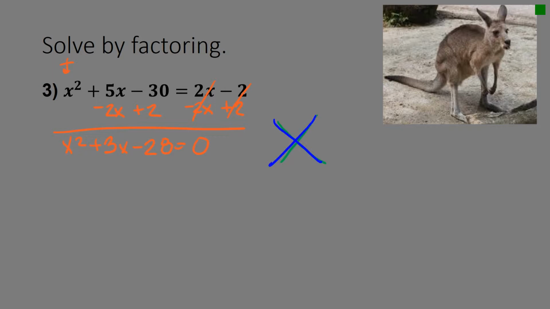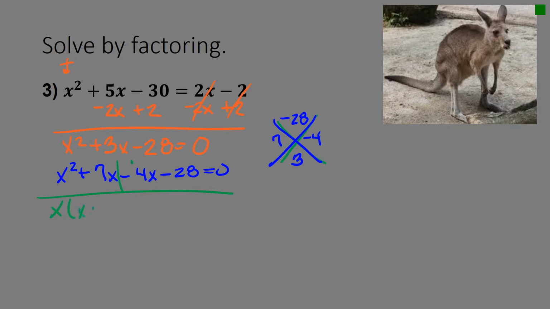There we go. 1 times negative 28 is negative 28. I'm looking for the factors of negative 28 that add up to 3. So it is going to be 7 and negative 4. So when I factor this, x squared plus 7x minus 4x minus 28 equals 0. I'm going to pull out the x. I get x plus 7. Pull out a negative 4. I get x plus 7.